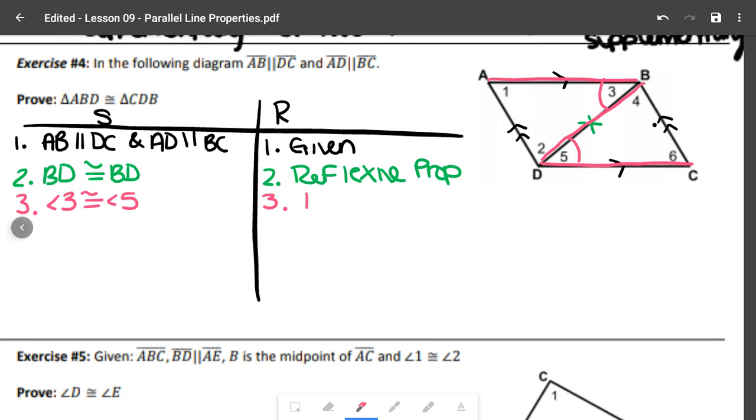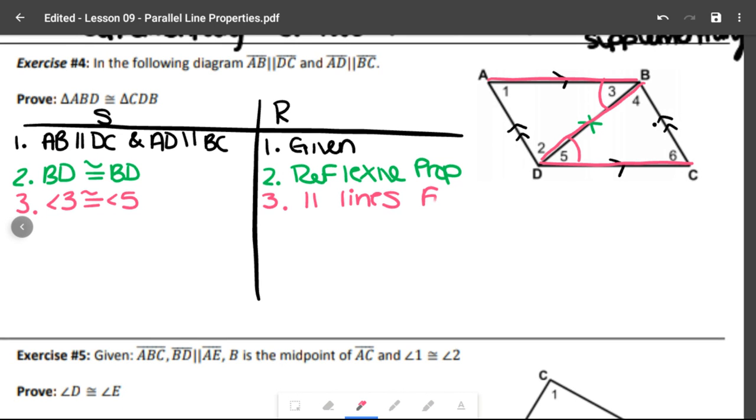And the way we wrote it out before is parallel lines form congruent alternate interior angles. So we know 3 and 4. Right now we have a side and an angle in each.